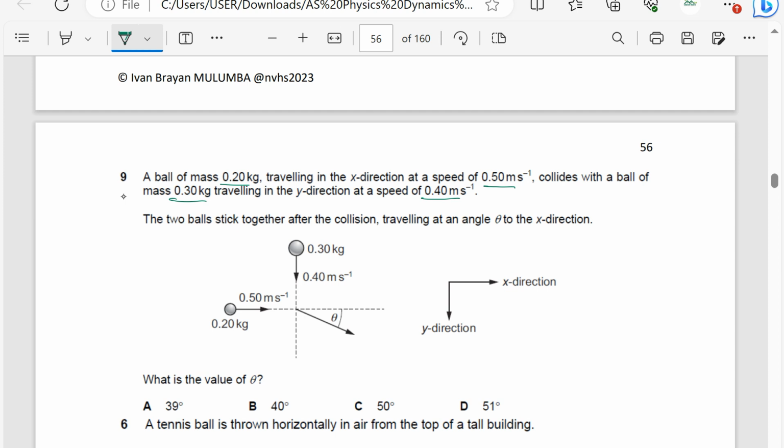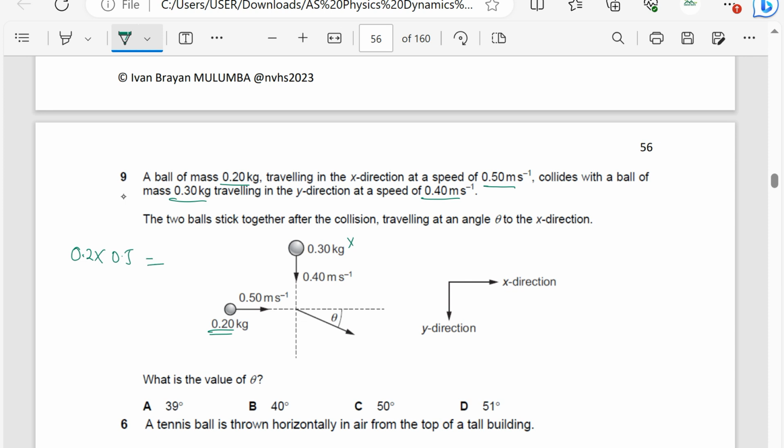Okay. So we are going to use conservation of momentum, and I'm going to conserve momentum in the horizontal first. Initially, it is only this ball which is moving in the horizontal. So total momentum in the horizontal initially is 0.2 times its speed, which is 0.5. This one has no momentum in the horizontal initially.